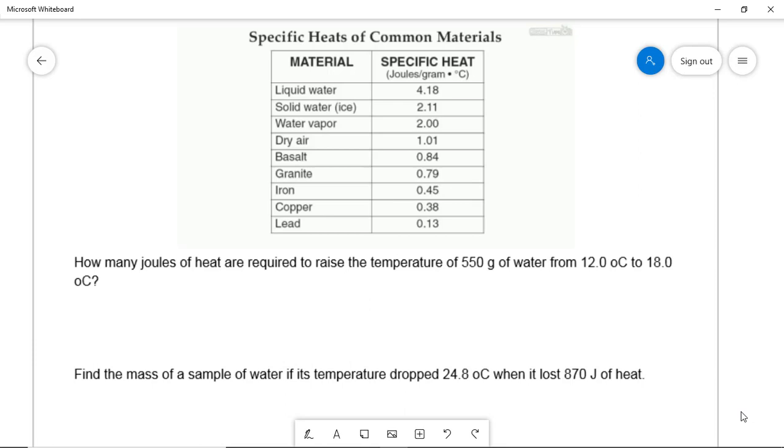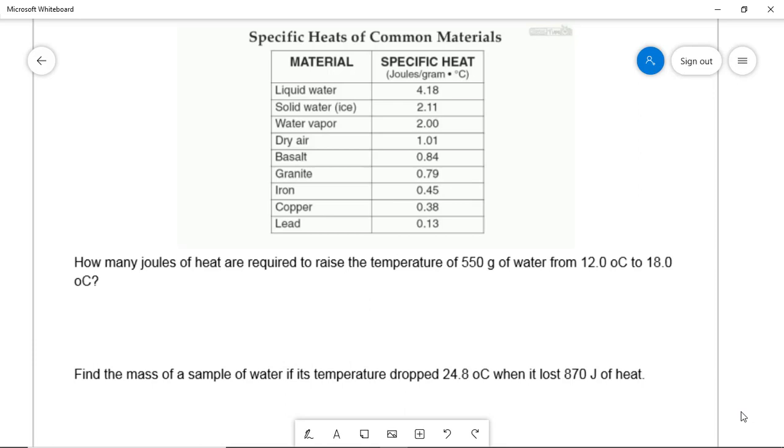meaning it takes about 4 joules to raise 1 gram of that substance 1 degree Celsius. Iron has almost 1/10 the specific heat. So if I added 4 joules of energy to 1 gram of liquid water, it would raise 1 degree Celsius. If I did the same for iron, it's going to raise almost 10, because the specific heat is 10 times less than that of liquid water. So iron, when it absorbs heat, raises in temperature at a much faster rate. Liquid water is a better insulator; it absorbs heat, resisting the change in temperature better than the ones down near the bottom.